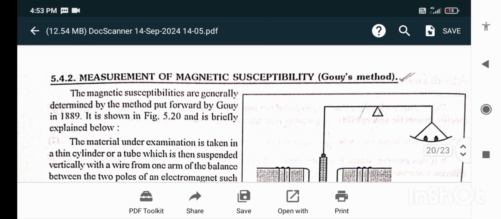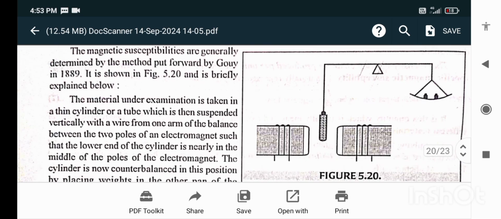Measurement of magnetic susceptibility: Gouy method. The magnetic susceptibilities are generally determined by the method put forward by Gouy in 1889. Briefly explained below, the material under examination is taken as a thin cylinder or a tube, which is then suspended vertically with a wire from one arm of the balance between the two poles of an electromagnet such that the lower end of the cylinder is nearly in the middle of the poles of the electromagnet.